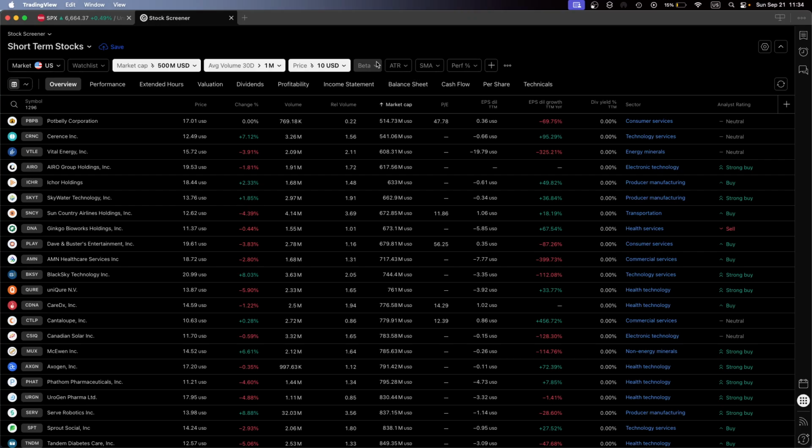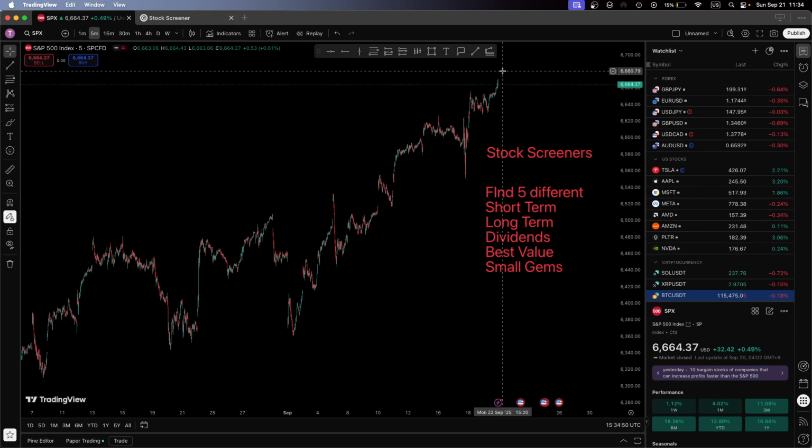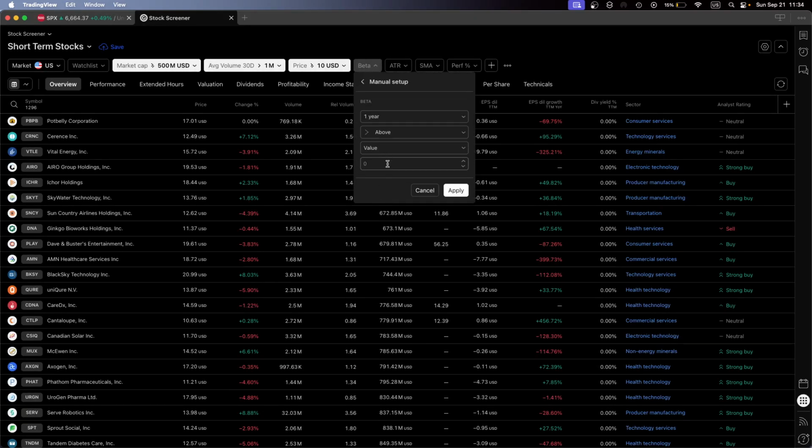So what is beta? Beta is basically measuring a stock's volatility relative to the S&P 500. So here you have the chart of the S&P 500 index. A beta of 1 means it moves tally with the market. That means if the market goes up 10%, those stocks go up 10%. But we chose a beta above 1.5, which means we chose something that is 50% more volatile than the market.